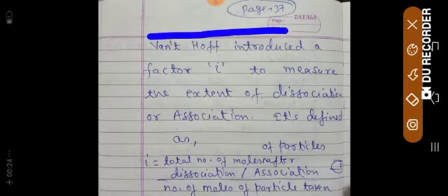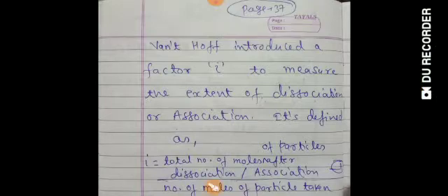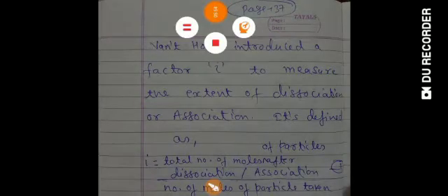Van't Hoff introduced the van't Hoff factor, which is a different thing from the van't Hoff equation I explained earlier in the video on osmotic pressure. So this is not the van't Hoff equation. The scientist is the same, but this term is the van't Hoff factor. Okay, students, so what is the van't Hoff factor? I am going to explain it now.